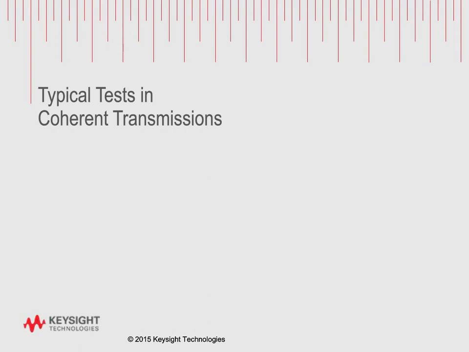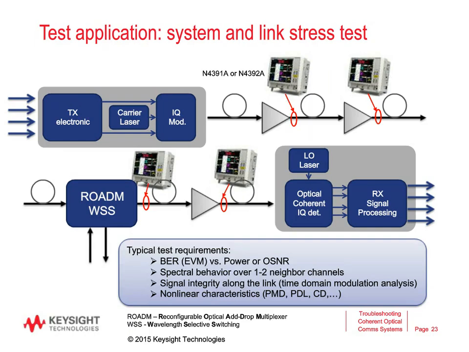Typical tests that we are seeing in coherent transmissions is the next section I'm going to talk about. A typical application we see is what we call the system and link stress test, where you have your transmitter, you run it through a set of amplifiers and pieces of fiber in between, and then in the end you hook up your receiver module. A typical test that could be done here is the bit error rate, or the EVM versus power or versus optical signal to noise ratio, by tapping the signal after amplifier stages or anywhere in the transmission.